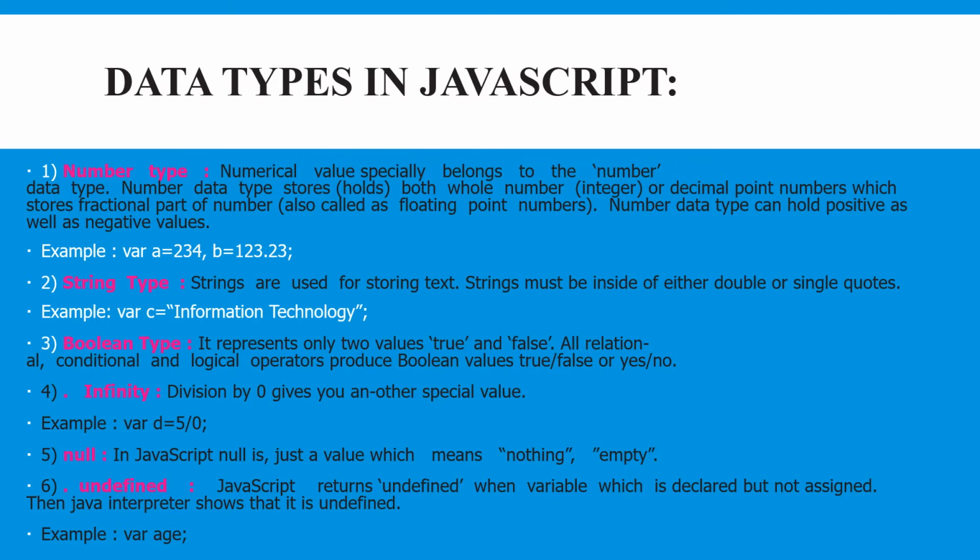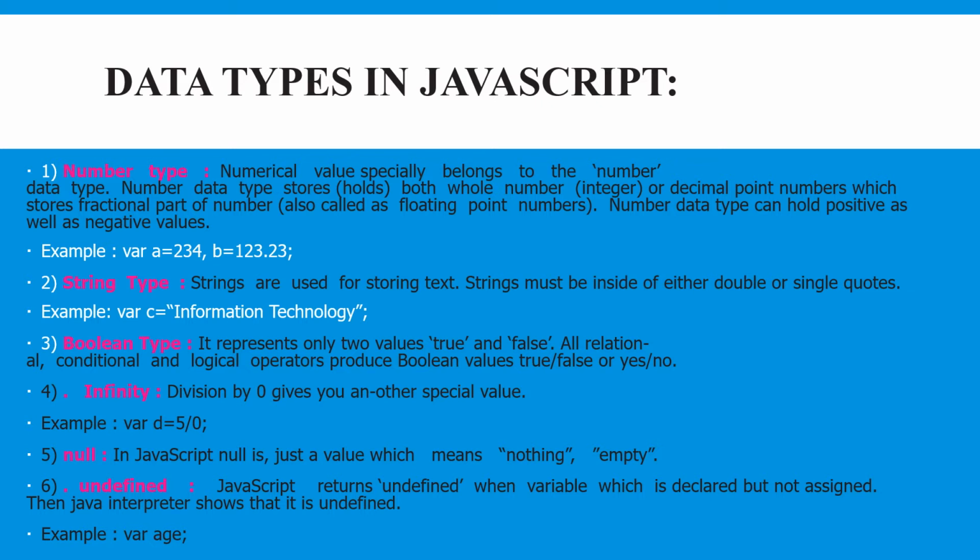Third one is Boolean type. It represents only two values, that is true or false. All relational, conditional and logical operators produce Boolean values, that is true or false, or yes or no. Fourth one is infinity, where division by 0 gives you another special value. For example, variable d is equal to 5 divided by 0, where the answer which you will get is infinity. Null. In JavaScript, null is just a value which means nothing, empty.